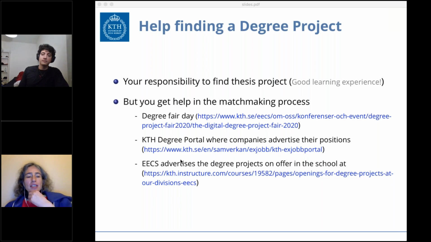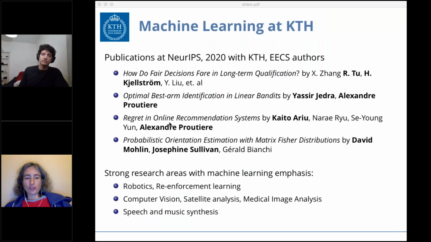There's also the KTH degree portal where companies advertise their positions, and then also the electrical engineering and computer science school advertises the degree projects offered by the professors in the school. So there's a link to that. We help with the matchmaking process, but it's your job to find a good connection.